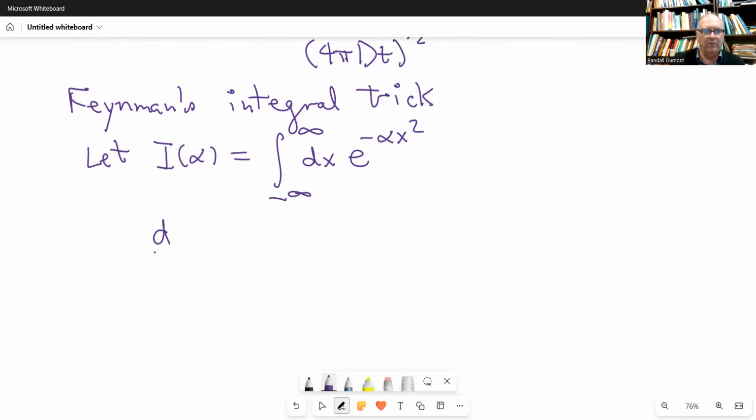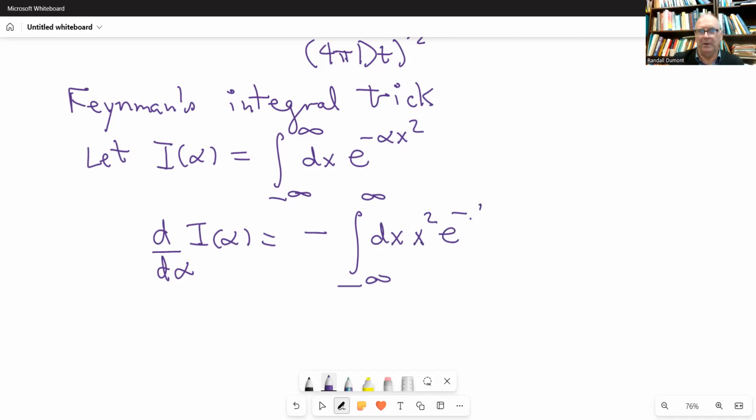If I take the derivative with respect to alpha of I of alpha, I get minus... so I take the derivative of this integral with respect to alpha. I'm going to get a minus x squared come down. So there's the minus sign, here's your x squared. Okay, so that's fine. But the thing is, we already know what I is.